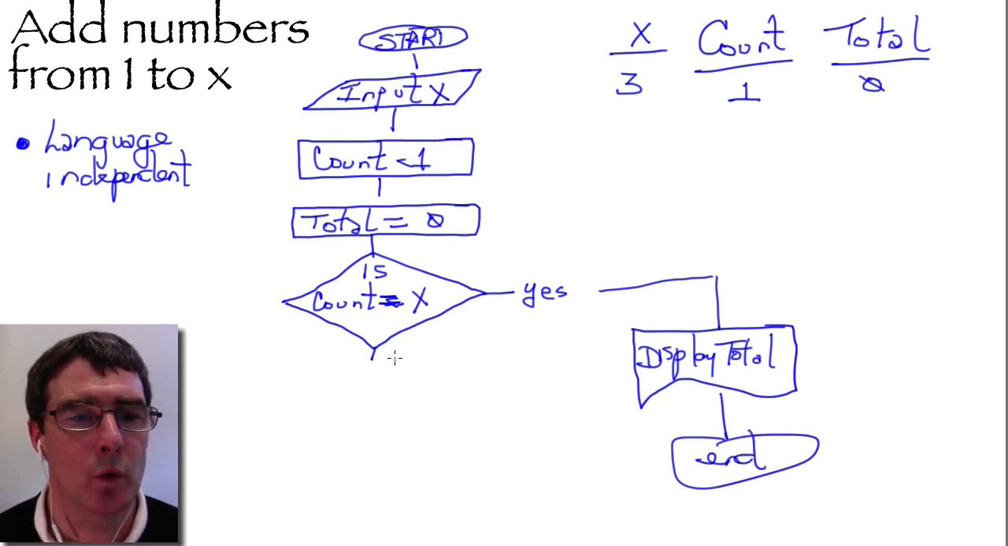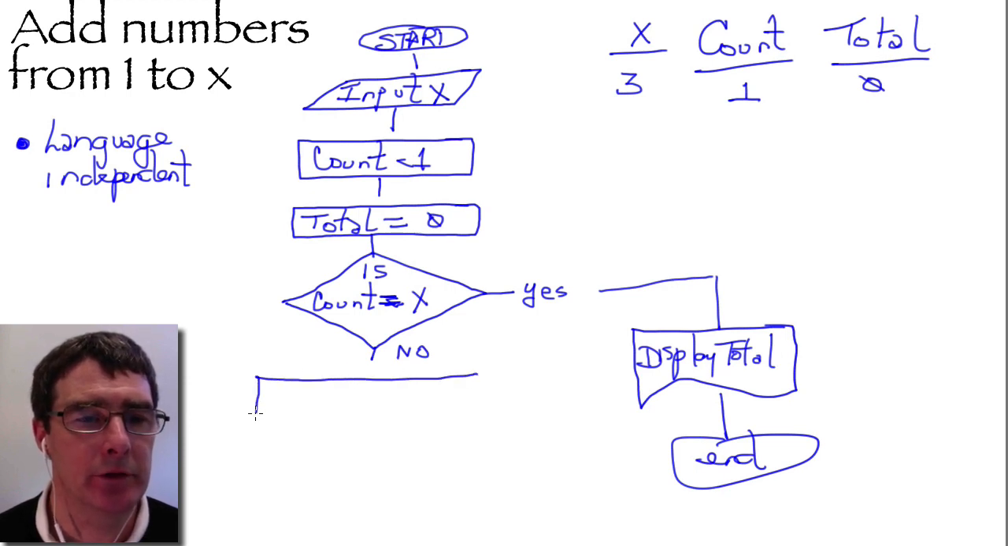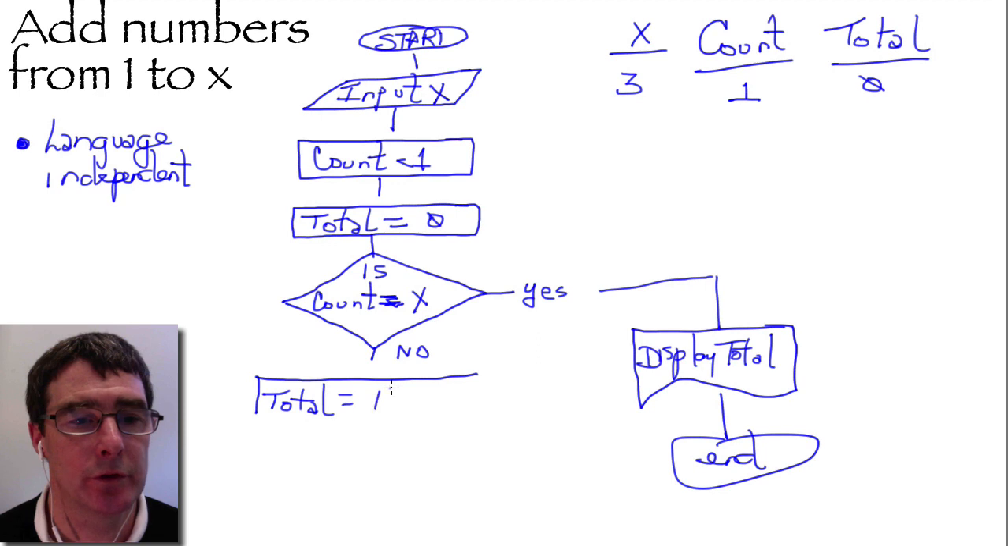Now, if count was not, now we need to do the bulk of the work. That is, how are we going to add the value of count to the total? And a very standard way of doing this is saying that total equals its old value plus count.